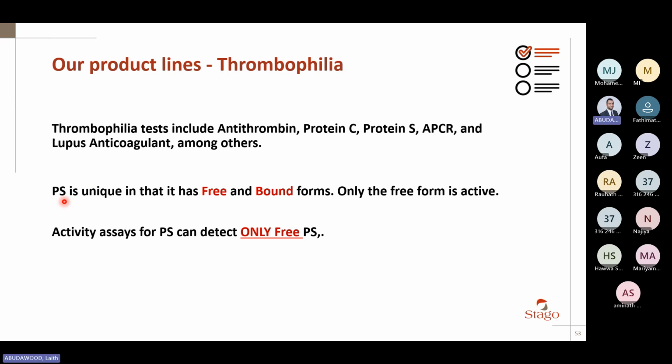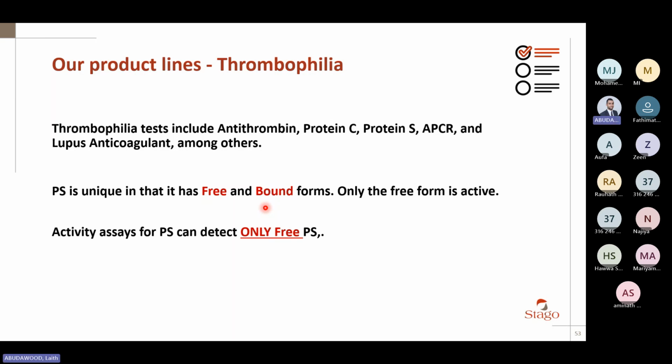Whereas free protein S circulates without being bound to C4b binding protein. Only free protein S is active. Okay, so free protein S can do the function that we expect of protein S, which is a cofactor of protein C. Bound protein S, which is around 50-60% of the total protein S in circulation, is inactive. It's not functional. So bound protein S cannot function as a cofactor of protein C.